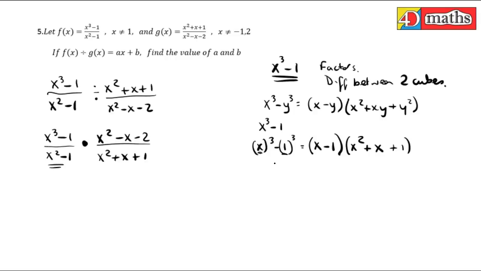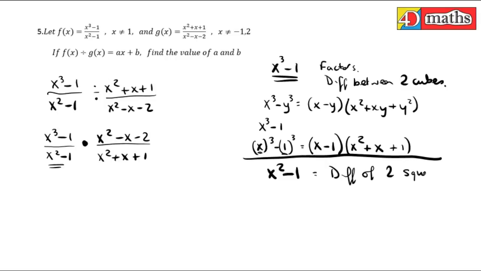Now I need to factorize x squared minus 1. This is the difference of two squares. So how do you do the difference of two squares? Well, you get the square root of each of them, and you put them into two brackets, x minus 1 and x plus 1. So that's this answer.